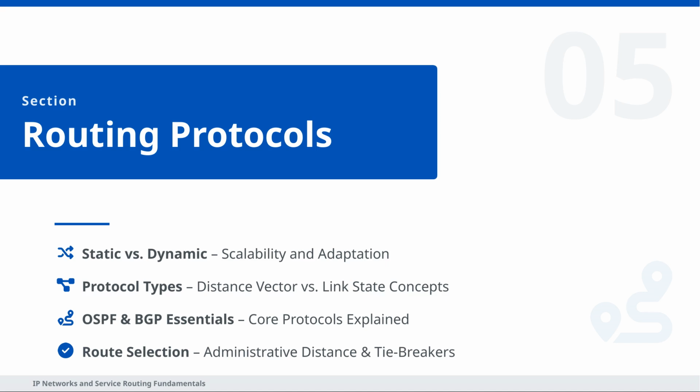A routing protocol does not forward packets directly. Instead, it distributes information that helps routers build their routing tables. From there, the best routes are selected and installed for forwarding.